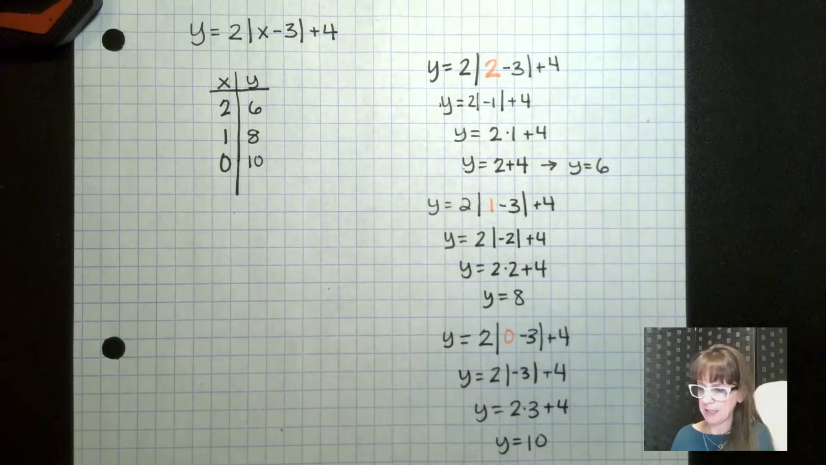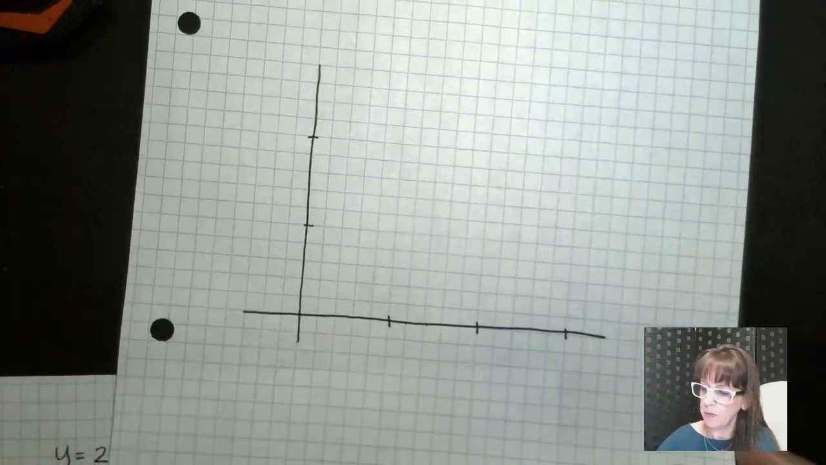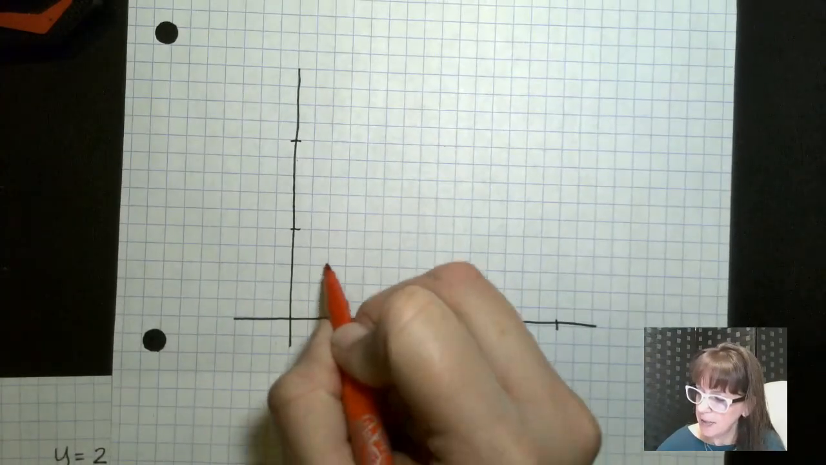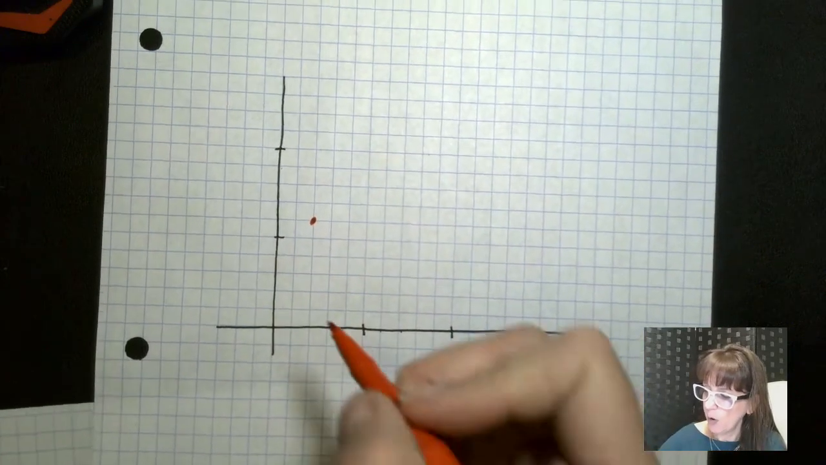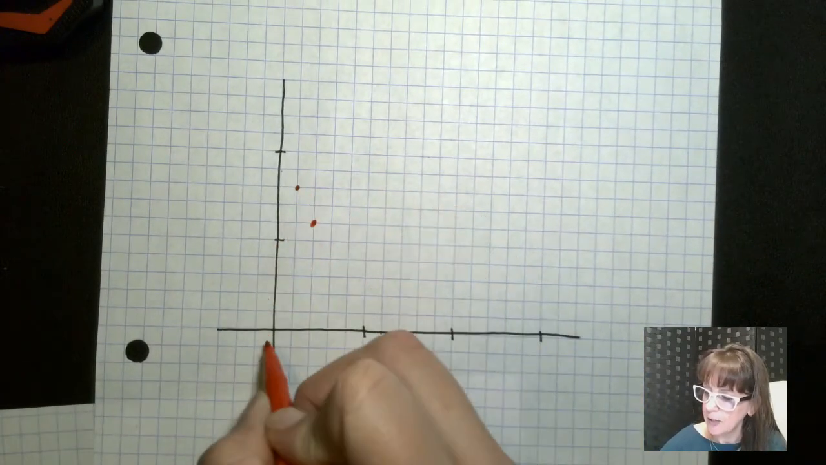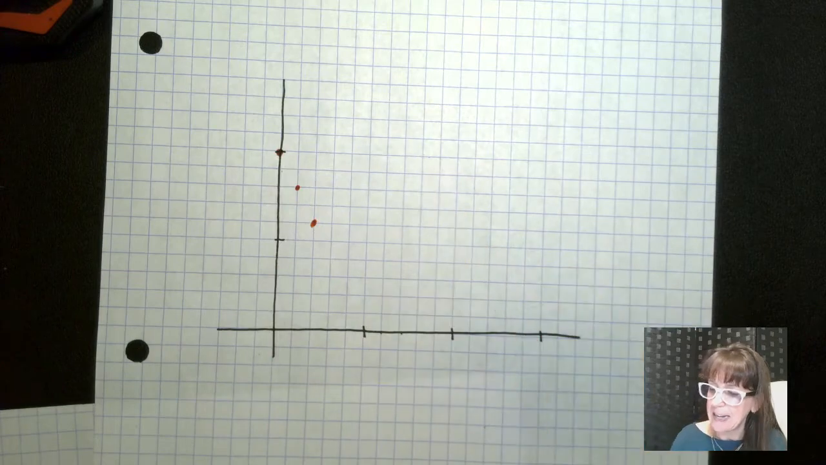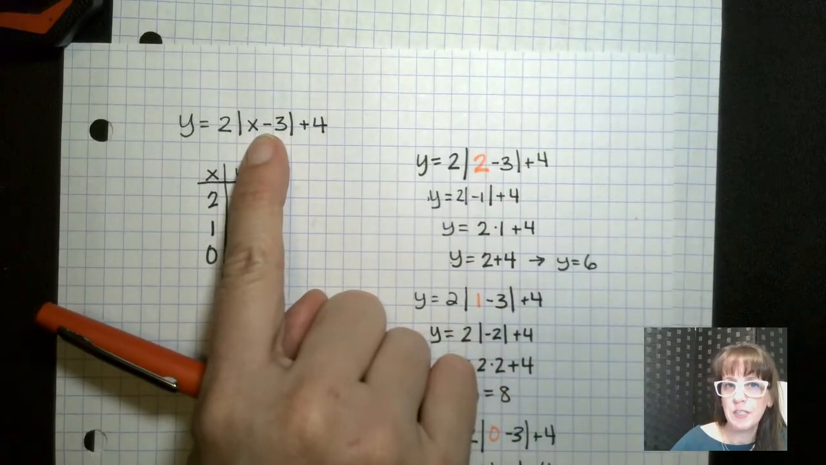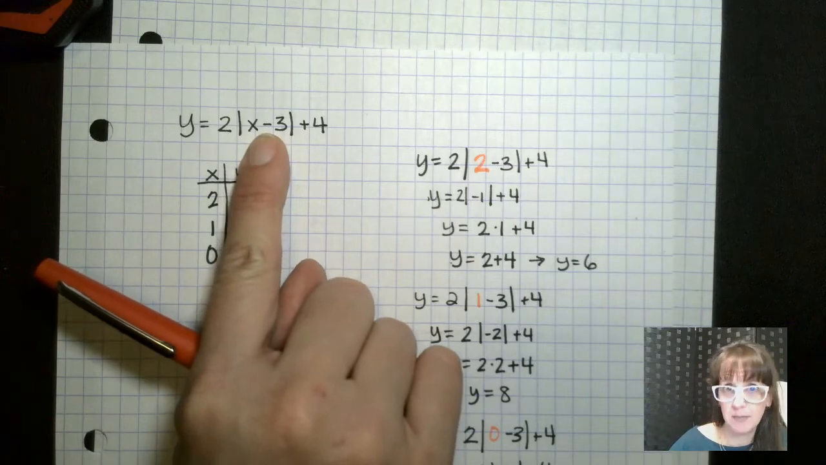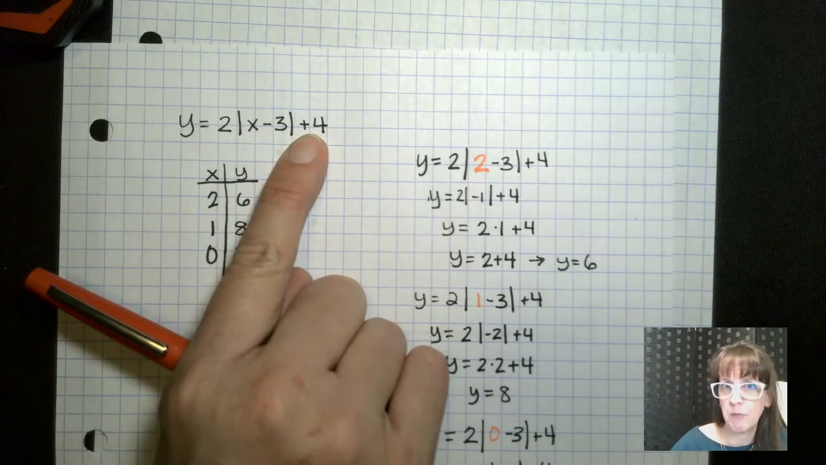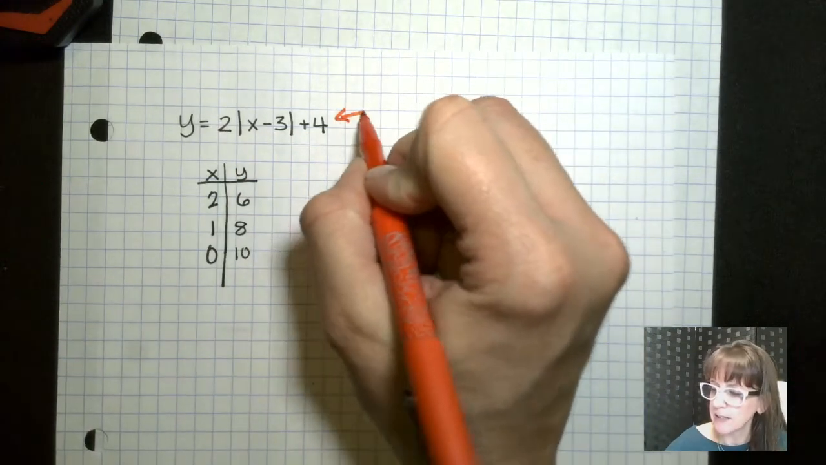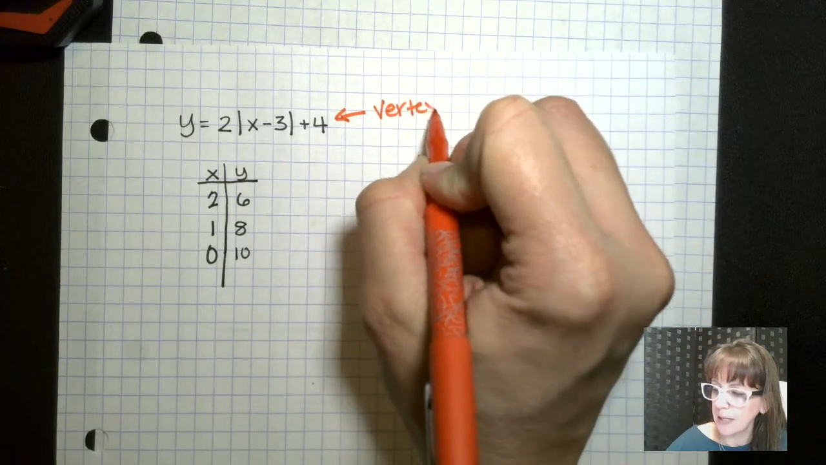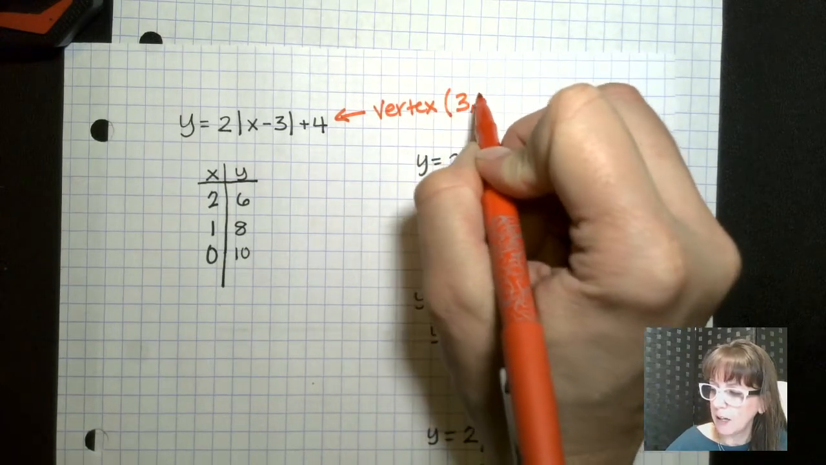Let's talk about what that looks like. So we go over 2, up 6. We go over 1, up 8. And over 0, up 10. Now, when we go back and look at this, remember, our graph is shifted to the right 3, positive direction, and up 4, positive direction. That's actually our vertex. So our vertex is going to be 3, 4.